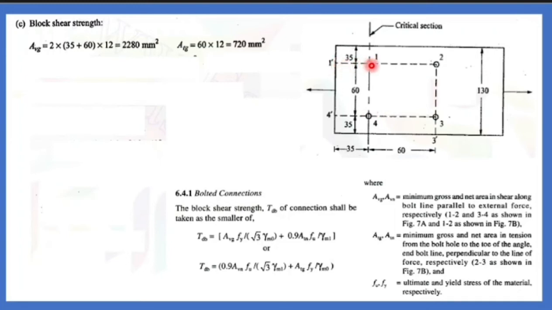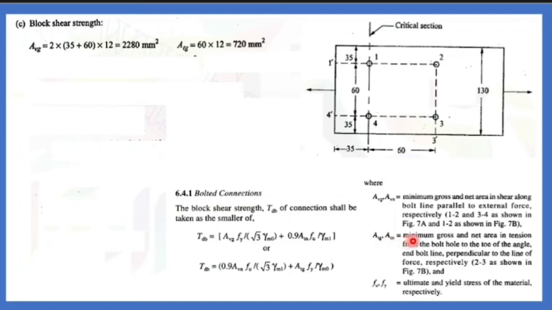This is 1 and this is 2. What is the distance? 35. This distance is 35, and next from 1 to 2 is 60, and you have two lines here, so I am multiplying it by 2. 35 plus 60 into 2, thickness 12. I will be getting 2280 mm square. This is Avg, that is the minimum gross area in shear along 1, 2, 3, 4. So, this is 1, 2 and this is 3, 4.